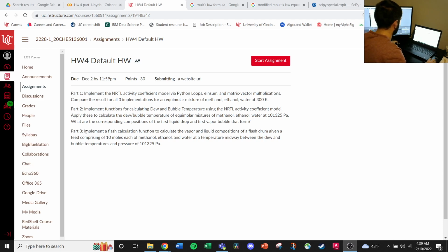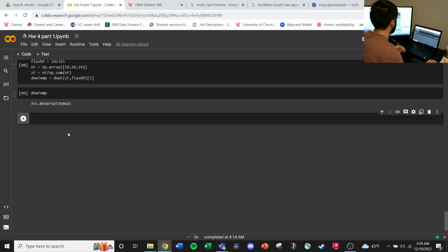In this part, we're going to implement a flash calculation function to calculate vapor and liquid compositions of a flash drum, given a feed of 10 moles of ethanol and water at a temperature midway between the dew and bubble temperatures at a given pressure. So here we go. I'm going to start by just defining some of the constraints that we're given.